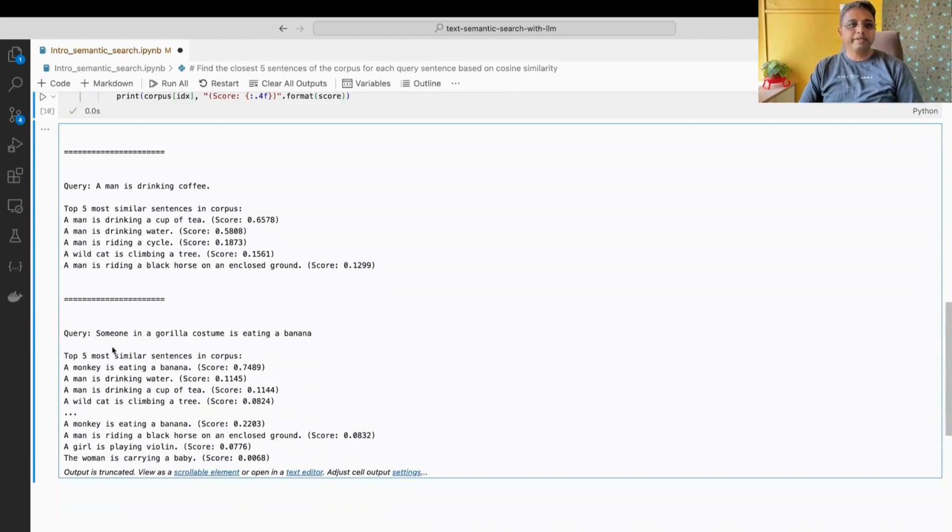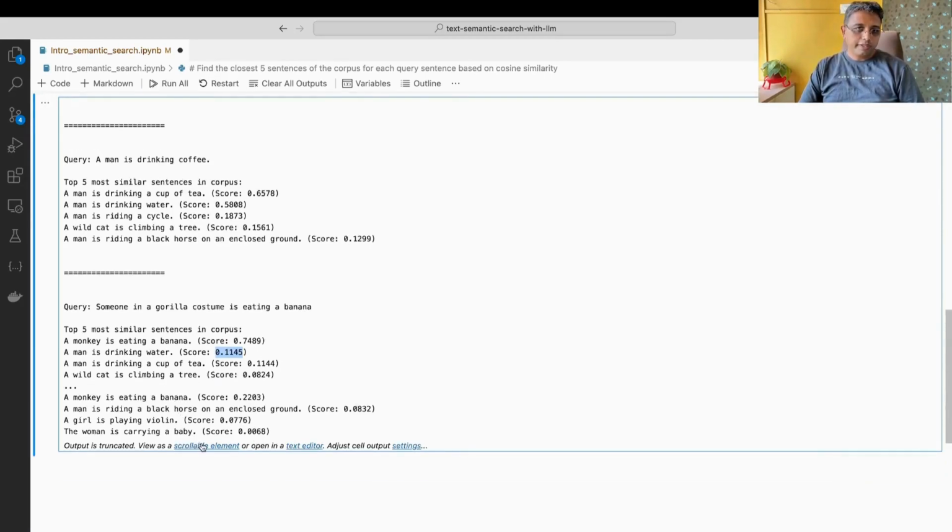Similarly, in this second example, someone in a gorilla costume is eating a banana. We have not specified a monkey or something like what is present in the corpus, we have mentioned gorilla, but it was able to understand that monkey and gorilla have some sort of similarity. So the first closest match is that a monkey is eating a banana. The second is not very close, you see the number 0.1145, so these are the least matching, but we are finding the top 5 to see if maybe something is matching closer.